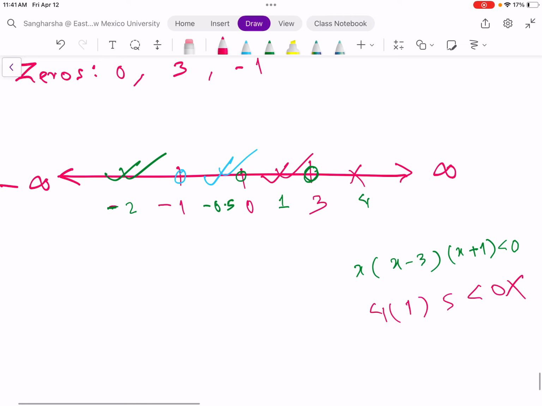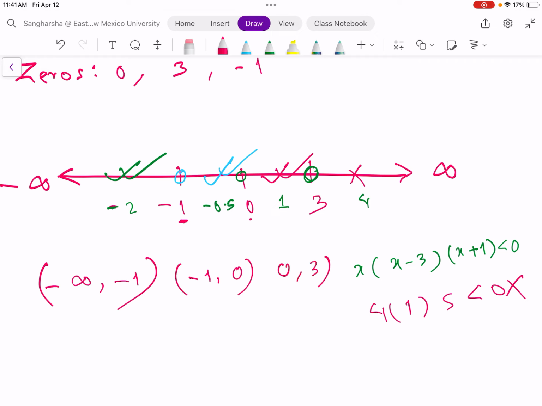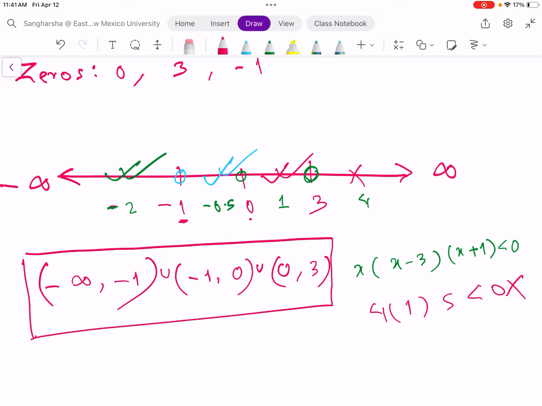First interval is from negative infinity to negative 1. We have an open circle, so parenthesis, and with infinity, always parenthesis. Second interval from negative 1 to 0. Both have an open circle, so parenthesis. Third interval from 0 to 3. Both have an open circle, so parenthesis. Union. Do not forget this union, okay? And this is the solution for this inequality.